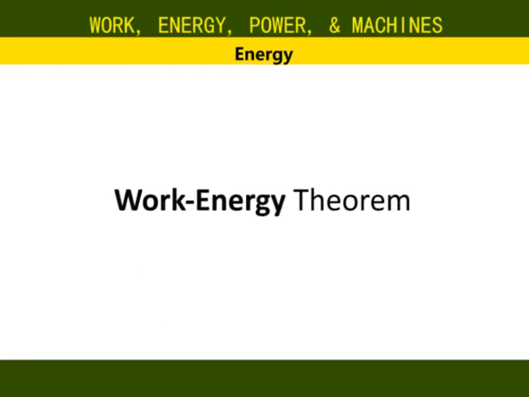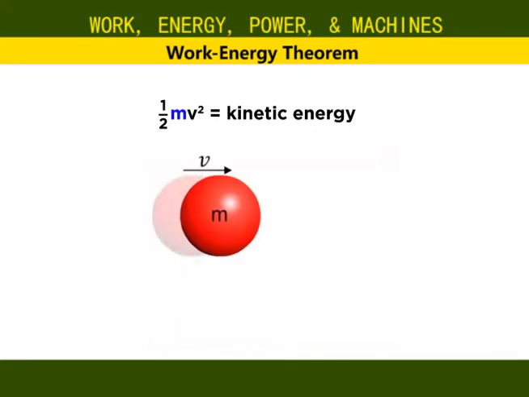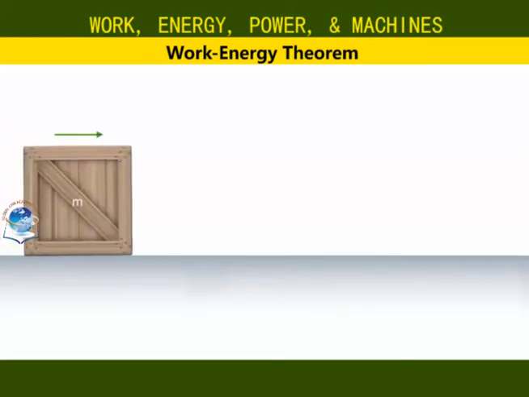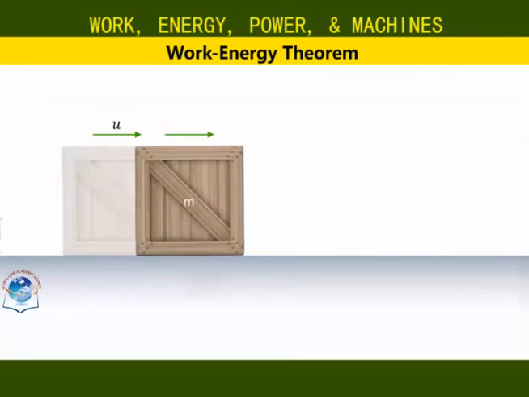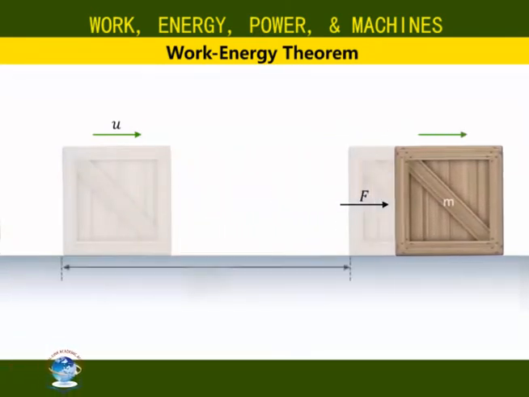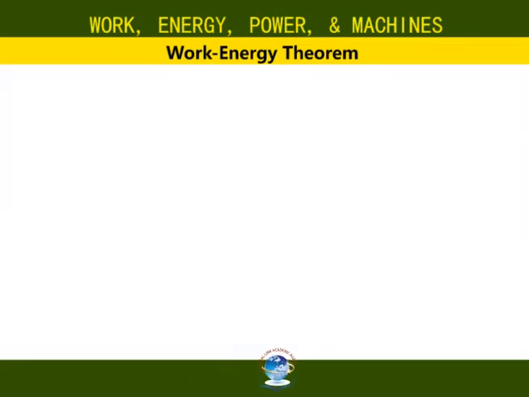Now we move to the work energy theorem. We know that the kinetic energy of a body of mass m moving with a velocity v is equal to a half mv squared. Consider a body of mass m moving with an initial velocity u and let a constant net force F act on it. At the end of displacement s, its velocity becomes v. We know from equations of linear motion that v squared minus u squared is equal to 2as.